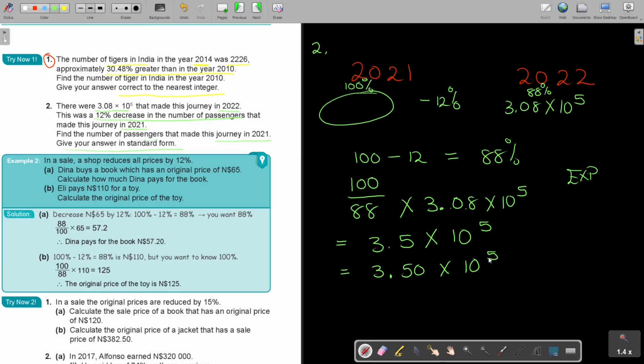That was so the number of passengers in 2021. That was the value that I got. And that's how you do it.